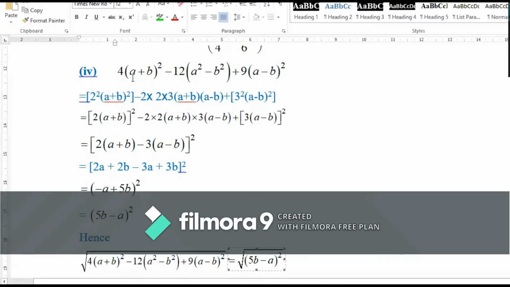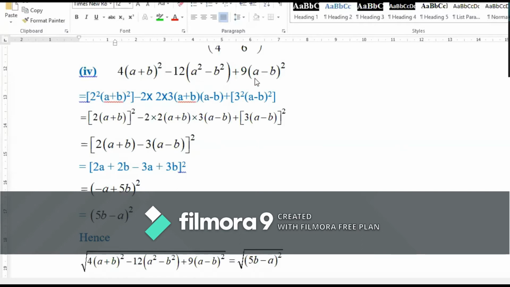For example, this x and 4 will be combined together. This all will be written as 2 squared and (a plus b) whole square. This whole term is actually written in the formation of a whole square. The first term is written as a perfect square, (2 times (a plus b)) whole square.